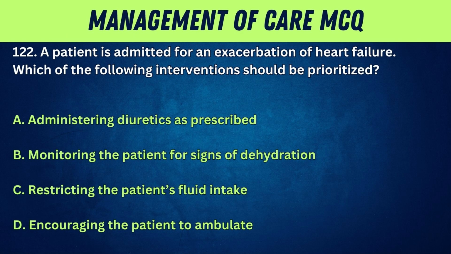122. A patient is admitted for an exacerbation of heart failure. Which of the following interventions should be prioritized? A. Administering diuretics as prescribed. B. Monitoring the patient for signs of dehydration. C. Restricting the patient's fluid intake. D. Encouraging the patient to ambulate.